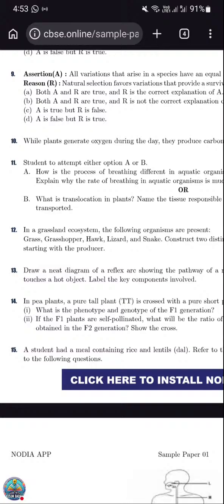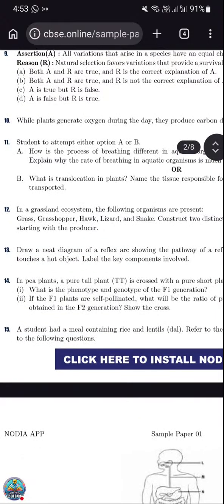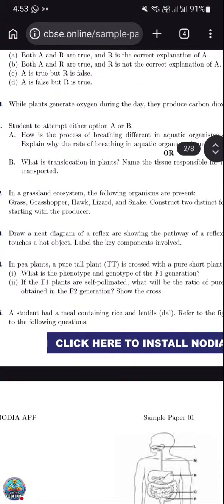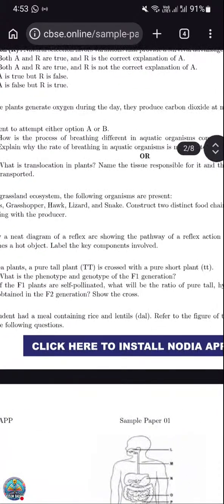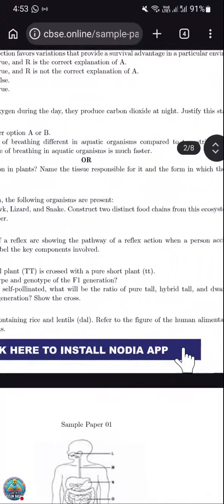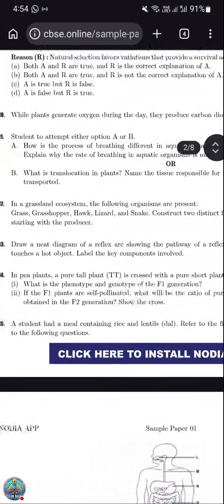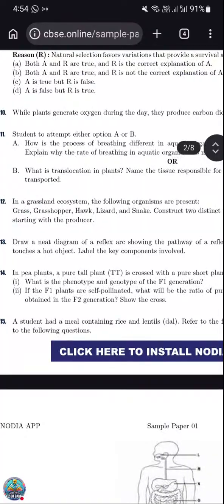Just to say whether you know or not. In a grassland ecosystem, the following organisms are present: grass, grasshopper, hawk, lizard, and snake. Construct 2 distinct food chains. So this you can type out and give the answer. You need to construct 2 food chains starting with producers. So here the producer is grass. Starting from grass, construct 2 food chains.